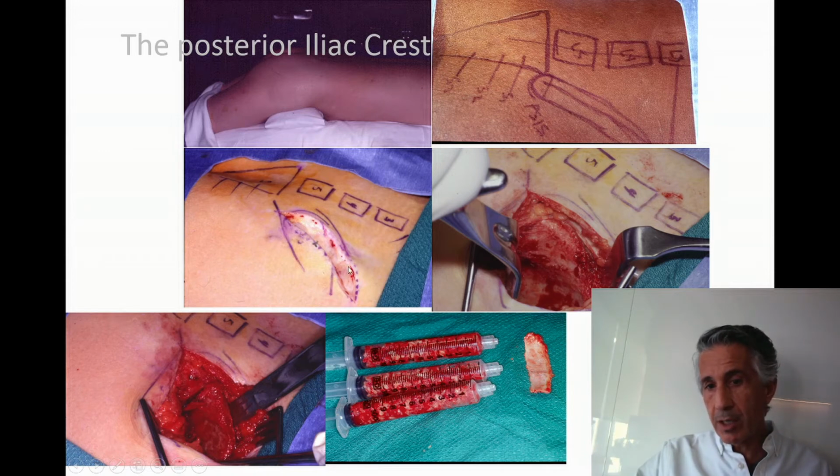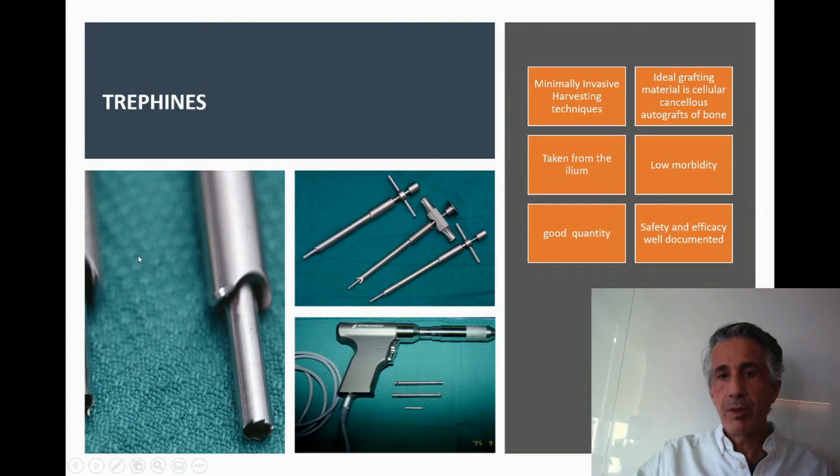Fewer nerves and just the single iliacus muscle and gluteus medius that you have to remove. You take them out, and as you can see here, you have lots of very good bone from posterior. Another method is to take trephines.